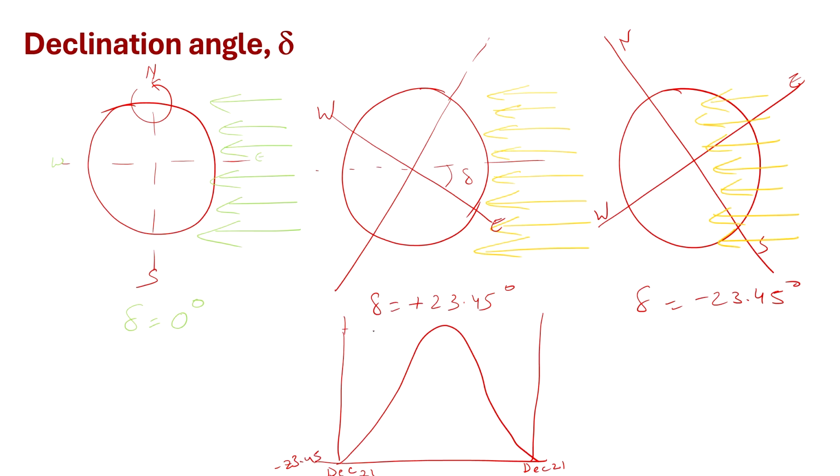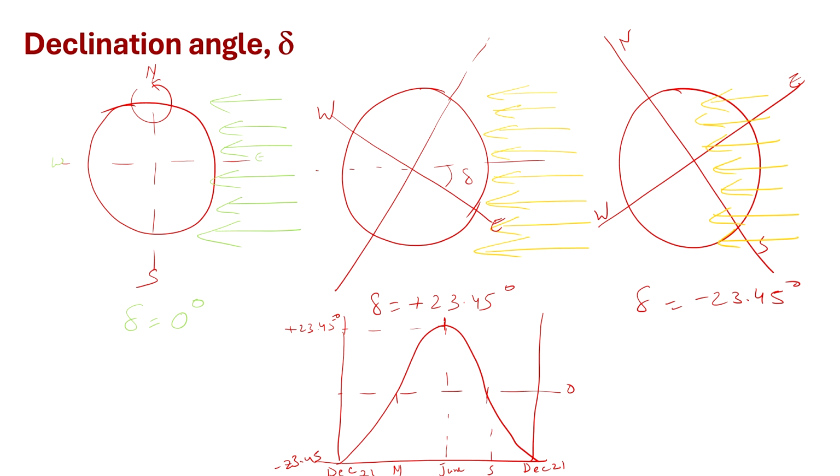Okay. So, that will be minus 23.45 and this will be plus 23.45. So, this will be summer solstice, this will be winter solstice, somewhere in between we will get 0 when we have equinoxes. Okay. So, this will be your June, right, and as you go to December, this will be March and this will be September.